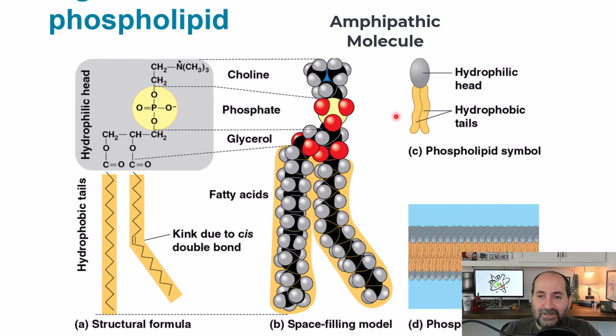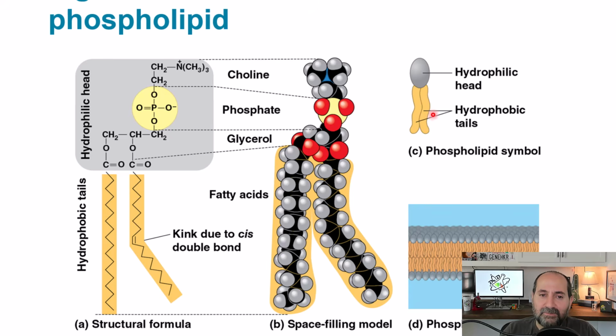And look how they draw it in your textbook, you'll often see phospholipids drawn like this. It looks like a little head with two little tails. You should know that the head is hydrophilic because it has charges that water can stick to, and the tails are hydrophobic because they are comprised entirely of carbon and hydrogen.